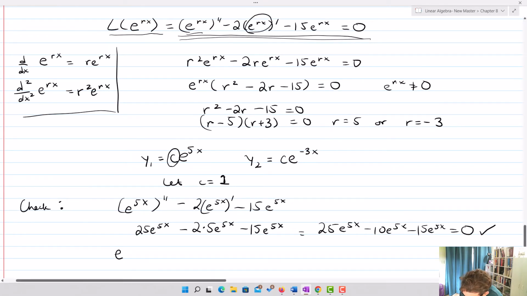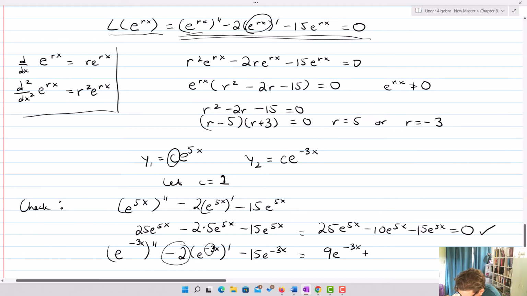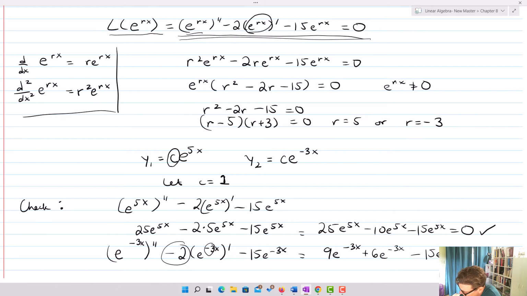Try out e to the negative 3x double prime, minus 2 e to the negative 3x prime, minus 15 e to the negative 3x. And this thus is going to give me 9 e to the negative 3x, okay, plus, this is going to be negative 2 times negative 3, so plus 6 e to the negative 3x minus 15 e to the negative 3x, and that of course is going to equal 0 as well. So we can see that both of those are in fact solutions to our differential equation.